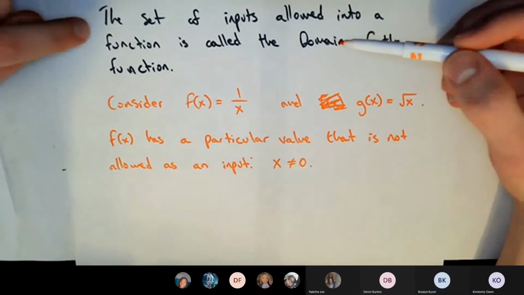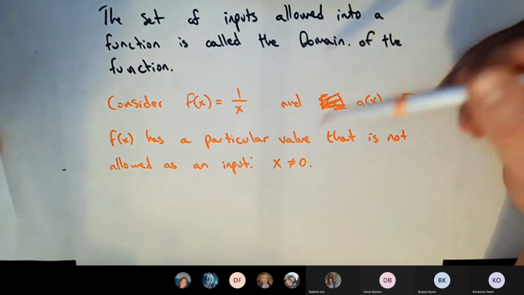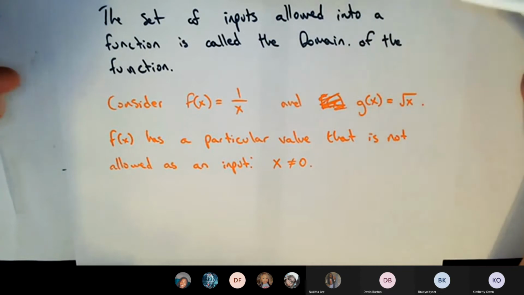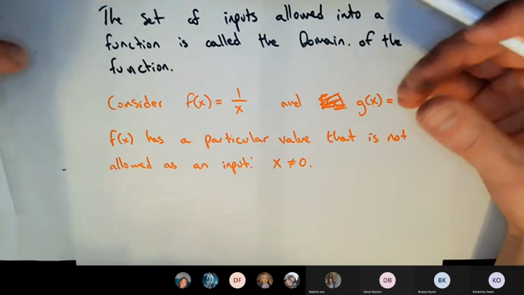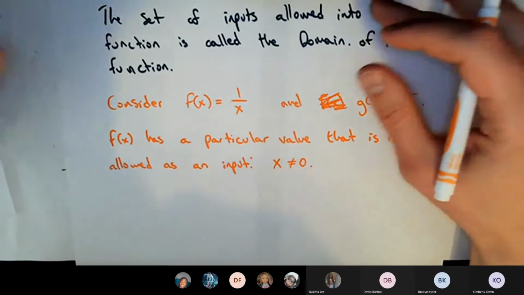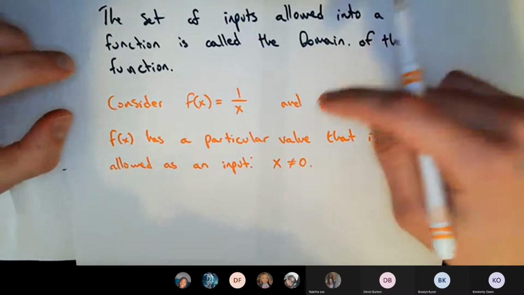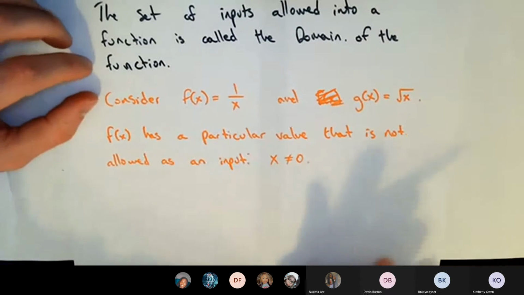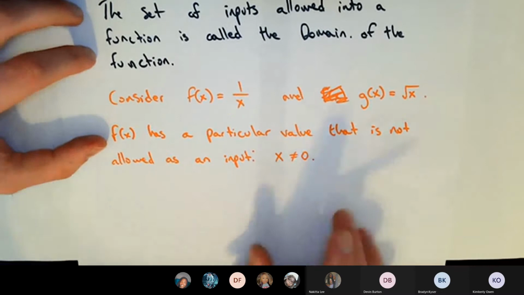So when I say that domain is the set of inputs allowed into a function, why do we even mention this domain thing? Why would there ever be stuff you can't plug in? Well, this is one particular case where you do have a restricted domain. A lot of the functions we're going to look at will have completely unrestricted domains, meaning you can plug whatever you want into it as long as it's a real number. But this function has a restricted domain, namely that x cannot be 0, one particular number.